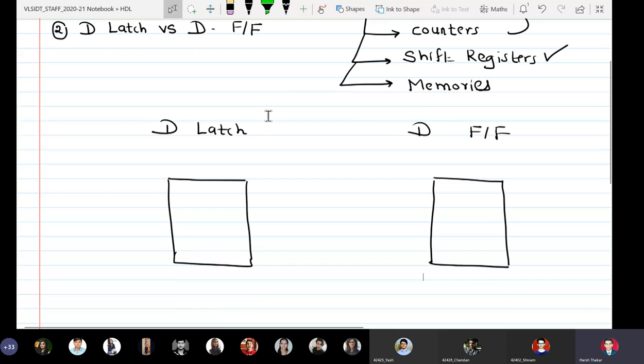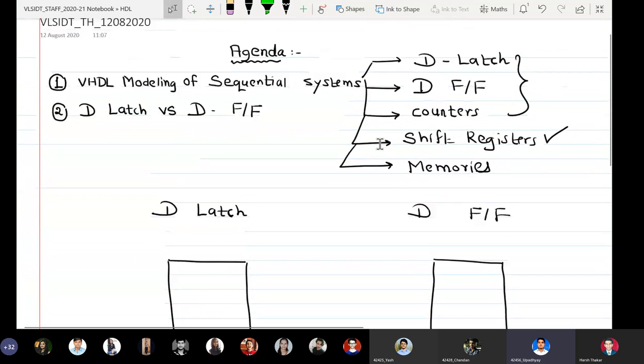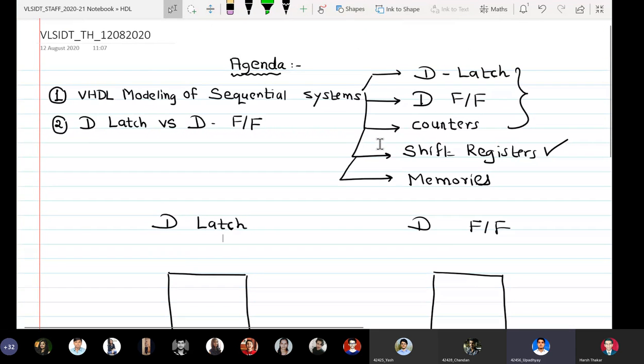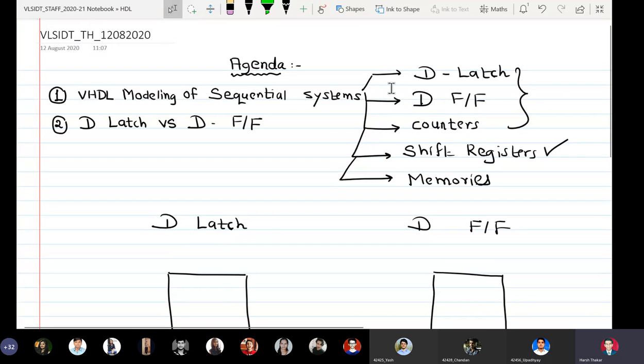Sir, I have a doubt that D latch is a sequential circuit, because D latch does not have any memory, and it does not use any clock also. So I think it is combinational. My dear friend, we have unanimously accepted that D latch is a sequential system.